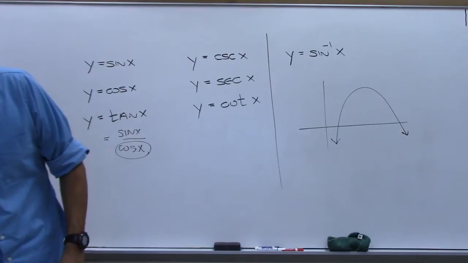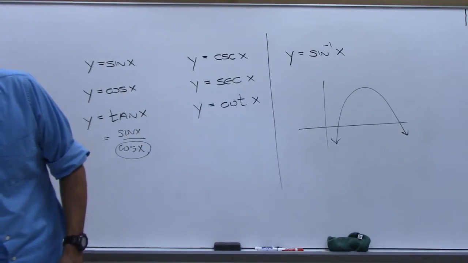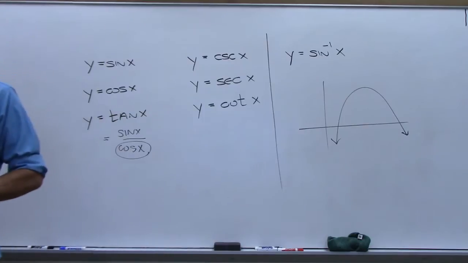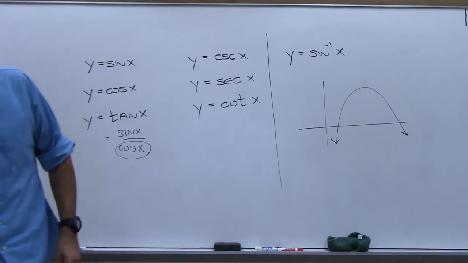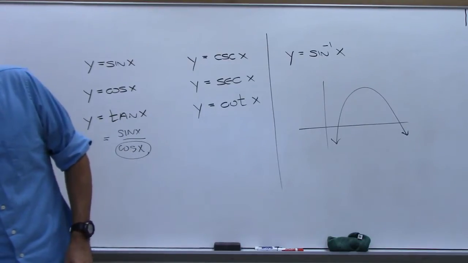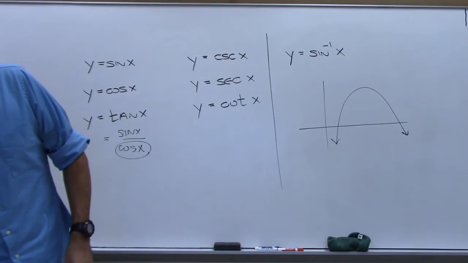And then here's the notation for it. Inverse sine of x equals y if and only if sine of y equals x. And then this is just different notation using arc sine instead of the inverse notation.